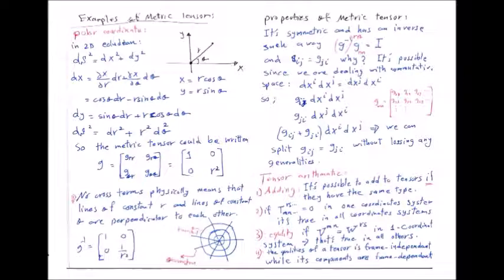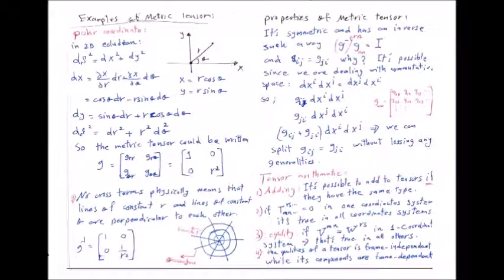Example of metric tensor, and now we will discuss polar coordinates. If I am in 2D Euclidean coordinates, then the metric will be very simple: ds square equals dx square plus dy square. But imagine I need to jump to polar coordinates. I know the relationship between x and y as functions of r and theta, which is x equals r cosine theta and y equals r sine theta.